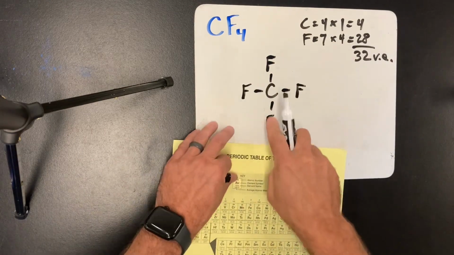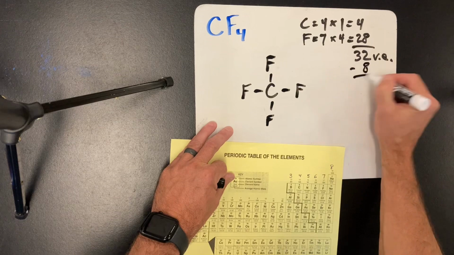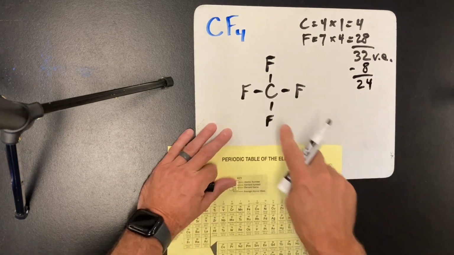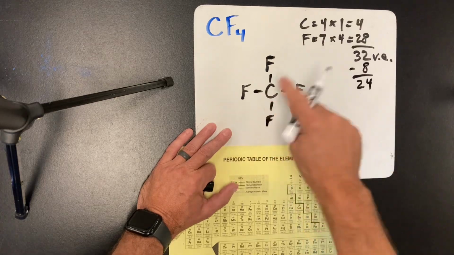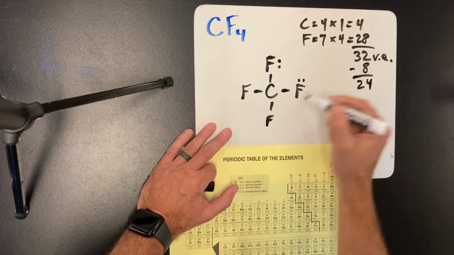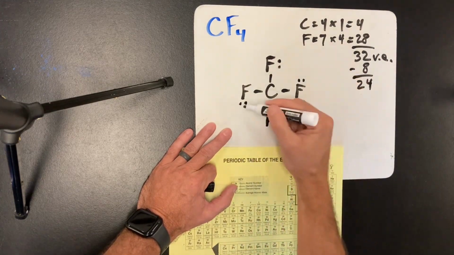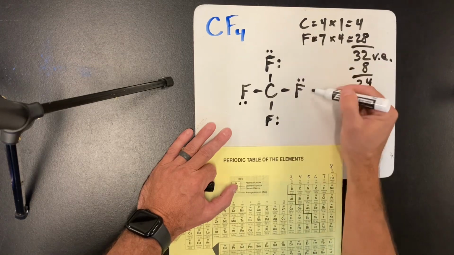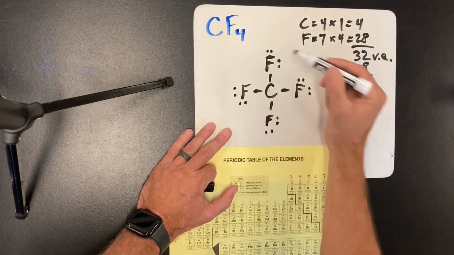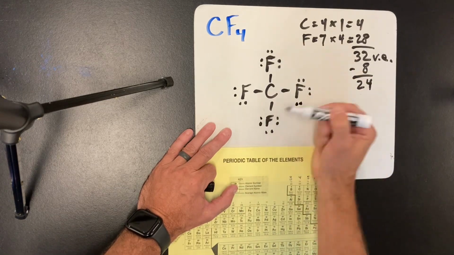Right, and so that's going to use up 2, 4, 6, 8 of our valence electrons, and we're left with 24 to place around. So carbon's happy, so we can't add any more to carbon. We can go ahead and start adding electron pairs to each of our other atoms. So it's 2, 4, 6, 8, 10, 12, 14, 16, 18, 20, 22, and 24.